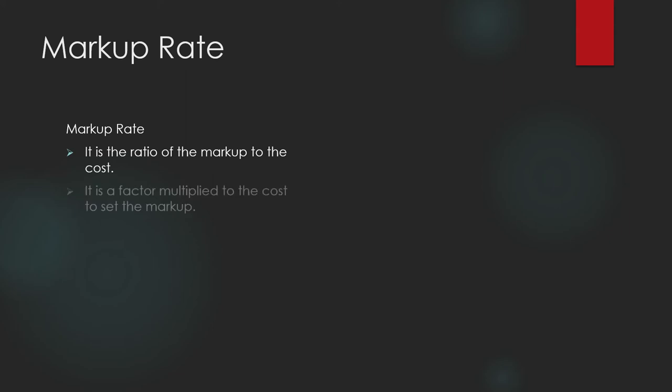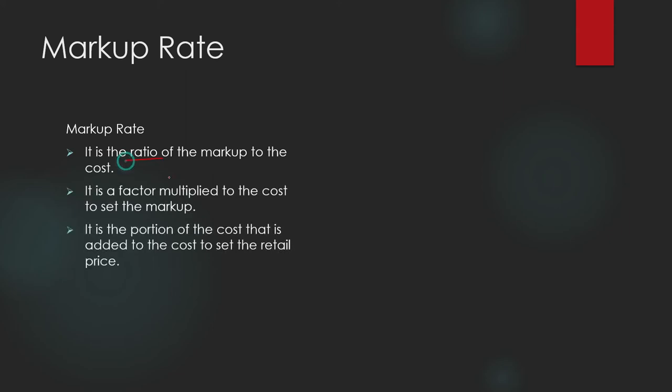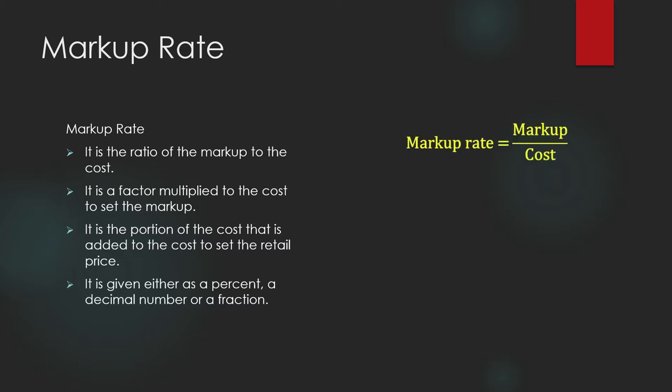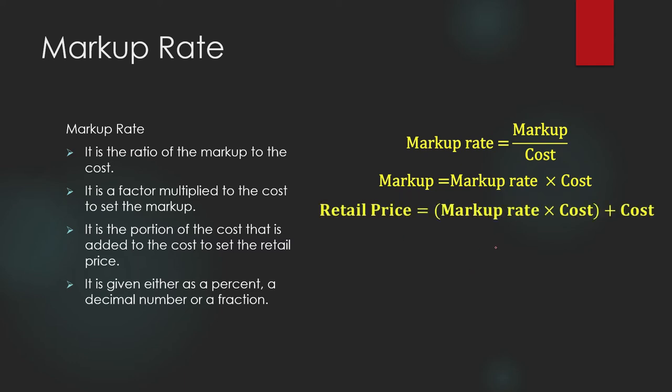Again, we can look at the markup rate in three ways: as a ratio, as a factor or multiplier, and as a portion of the cost that you add to the cost to set the retail price. And we can write this as percent, as a decimal number, or as a fraction. This is how we define markup rate using math equations. Markup rate is equal to markup over cost. We can look at markup rate as a factor that we multiply to the cost to set the markup. We can also look at the markup rate as a portion of the cost that we add to the cost to set the retail price.